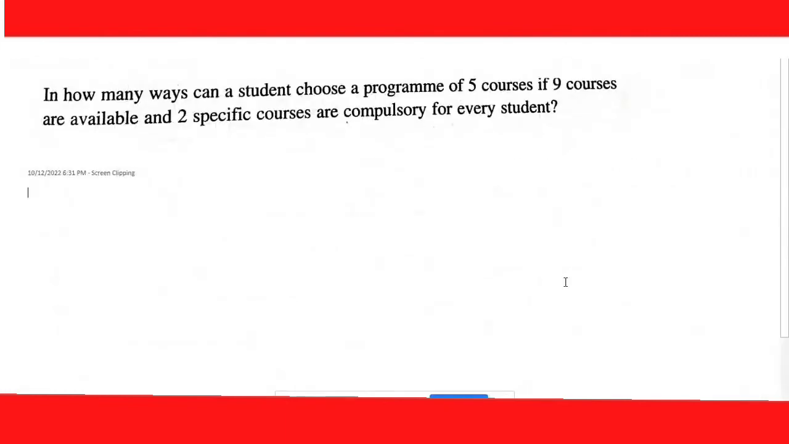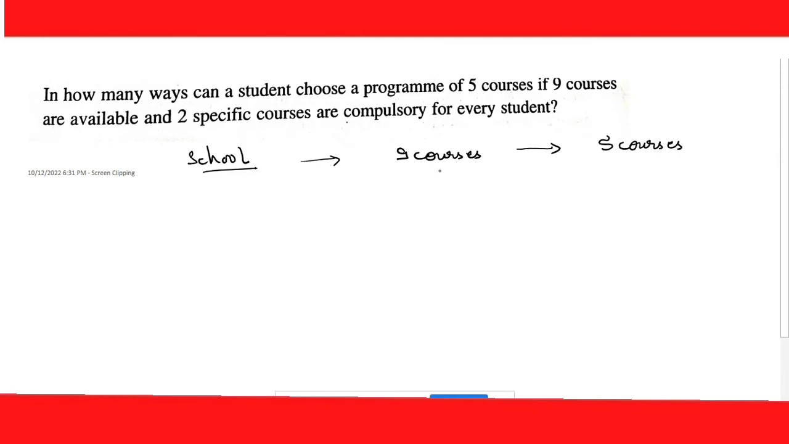Listen, this question is a little bit twisted. In how many ways can a student choose a program of five courses if nine courses are available? For example, if we go to a school or a college and the teacher says there are nine courses available and we have to take only five courses for our lesson.